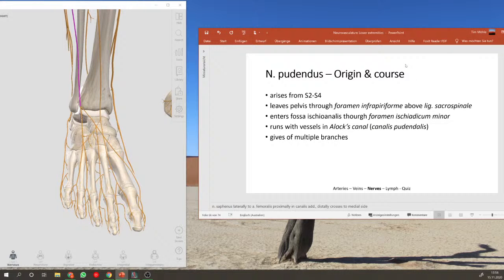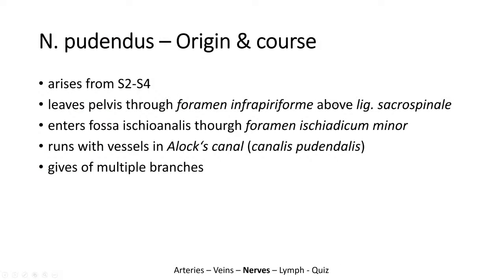Then nervus pudendus. Nervus pudendus arises from S2 to S4 and leaves again through foramen infrapiriforme. The pudendal nerve is quite interesting because it will leave the pelvis through foramen infrapiriforme and then curve around spina ischiadica and then enter right back into the pelvis again. So it just makes a short excursion to the outside world, and then goes back in and enters fossa ischioanalis. Fossa ischioanalis you will also study at a later point, and then it will run through the Alcock canal and give off a few branches.